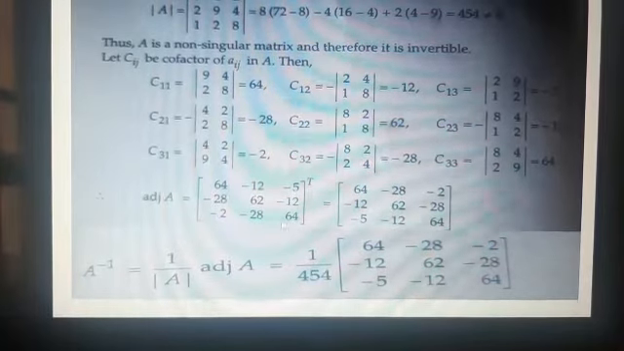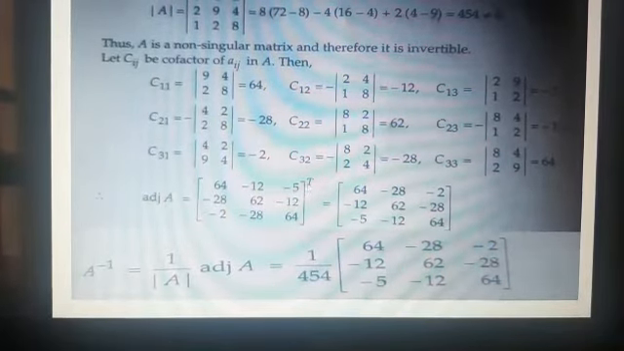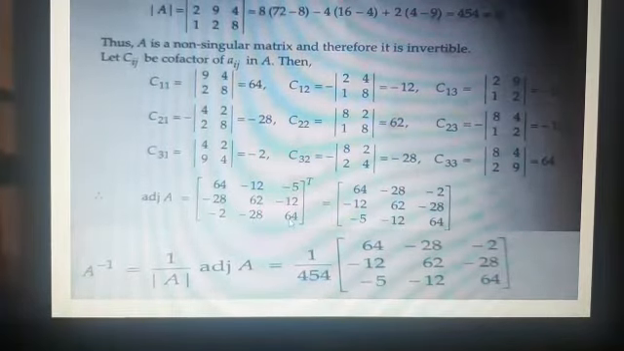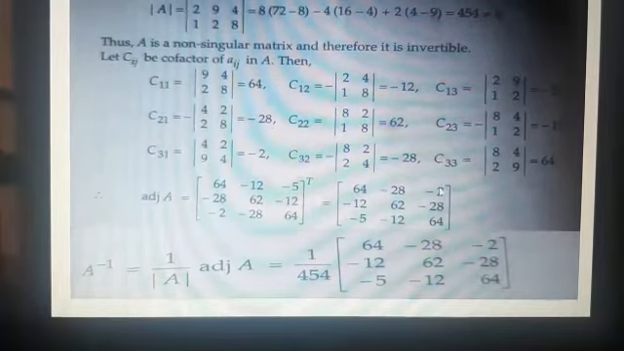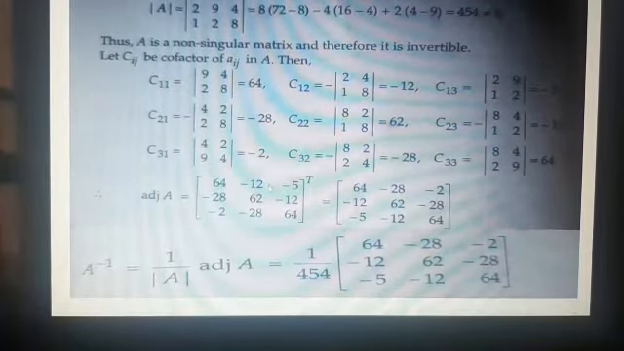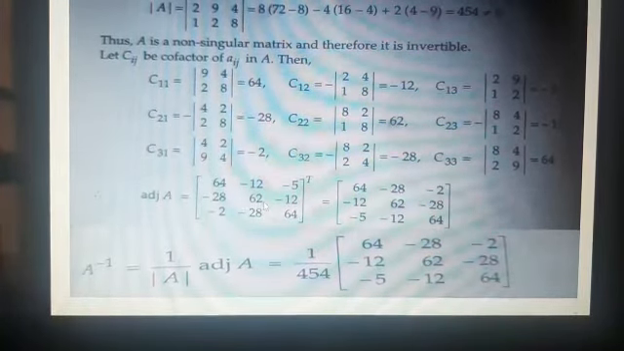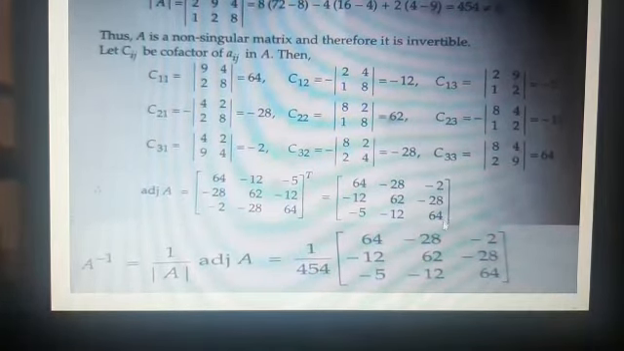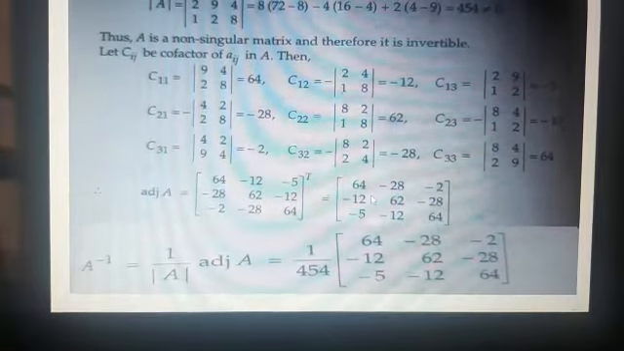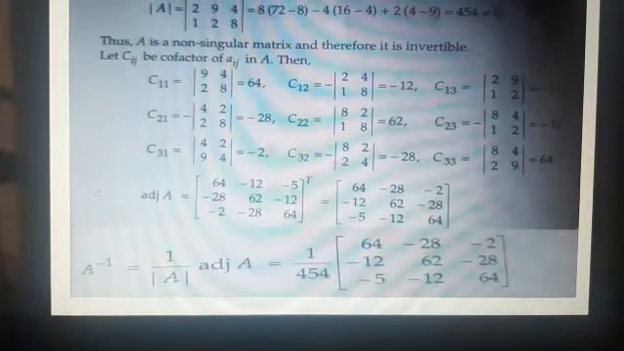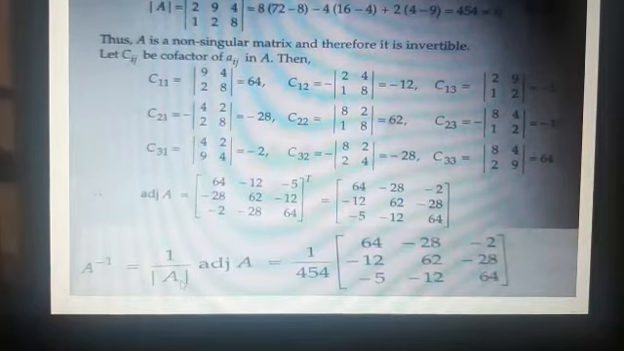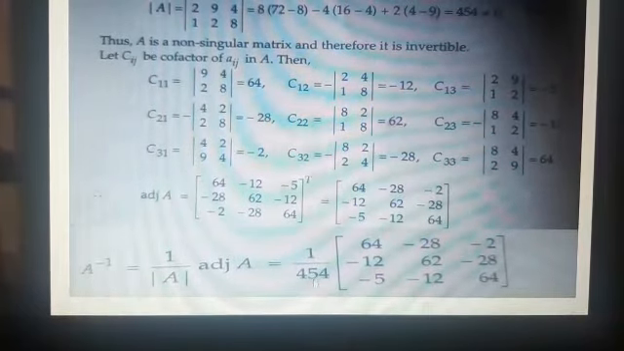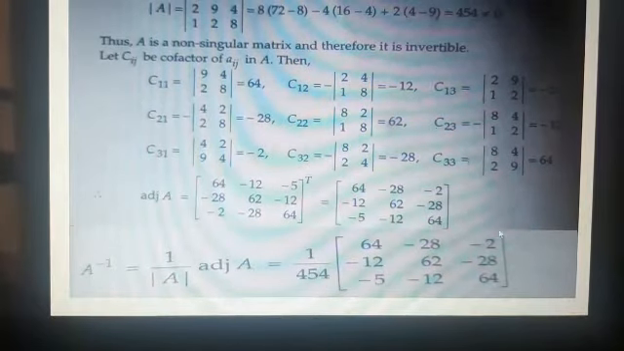This is Cij. Adjoint of A is Cij transpose. So to find the adjoint, we'll transpose this matrix of cofactors. This is the transposed one. 64, minus 12, minus 5 will become the first column, minus 28, 62, minus 12 will become the second column, minus 2, minus 28 and 64 will become the third column. So this is the adjoint, and the formula is very simple: A inverse is the adjoint of A divided by the value of the determinant of A. The determinant of A is 454, so we'll write 1 upon 454, then the adjoint of A as a matrix.